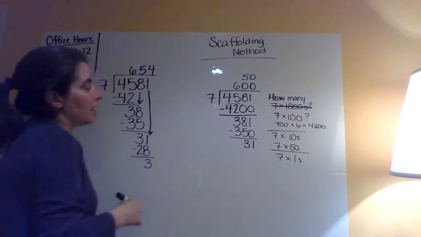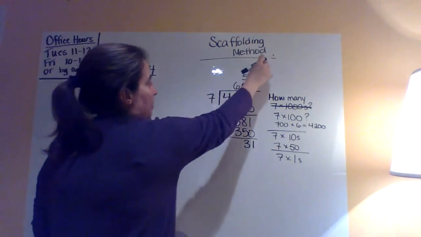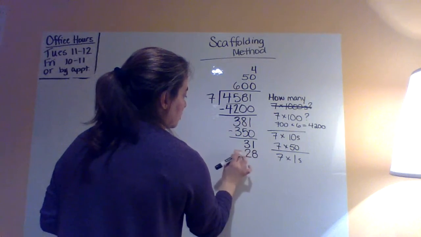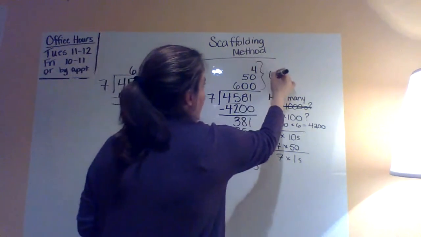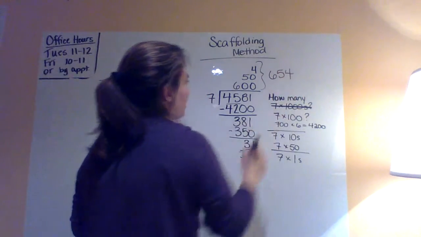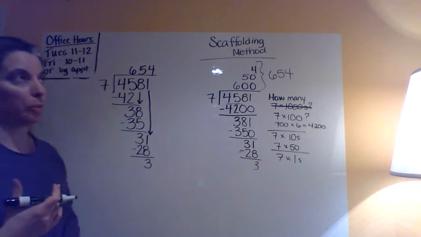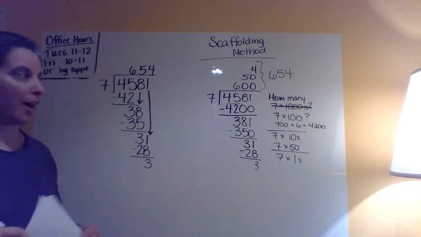Okay. I can have 4 there. 7 times 4 is 28. These then combine, just like before, to make 654. Okay, to me, again, the partial products algorithm, like multiplying, is much easier to follow.